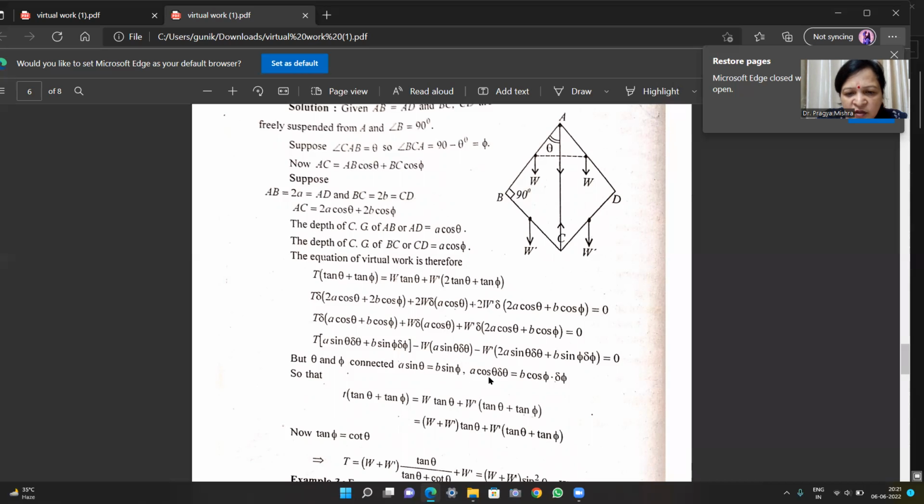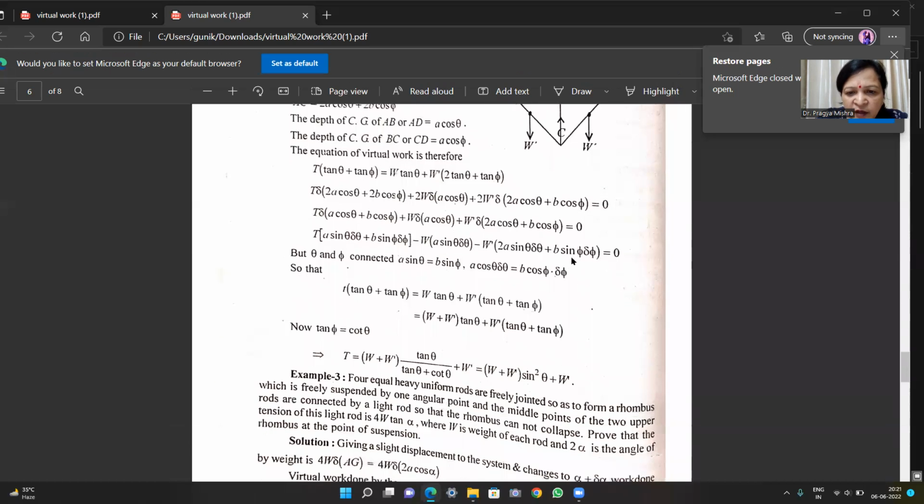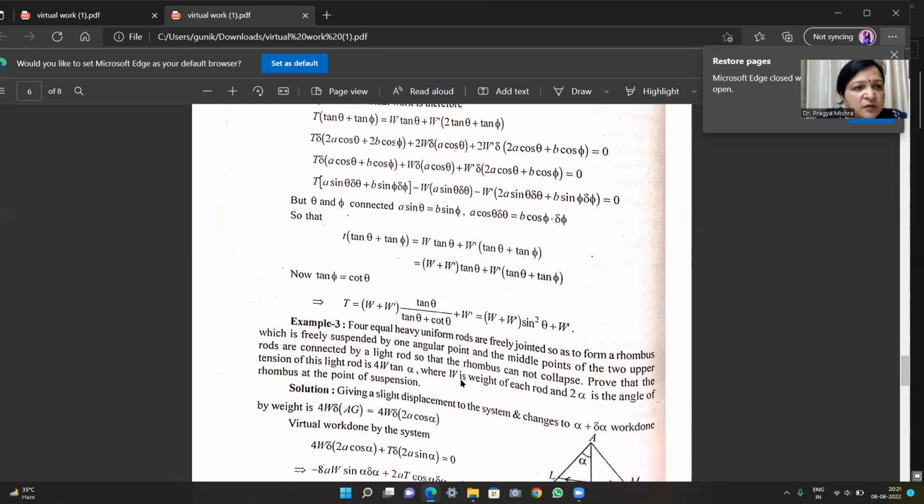This gives A cos theta delta theta equal to B cos phi delta phi, and delta phi equal to A cos theta upon B cos phi delta theta. We put this in the equation and simplify it, and on simplification we get this equation.